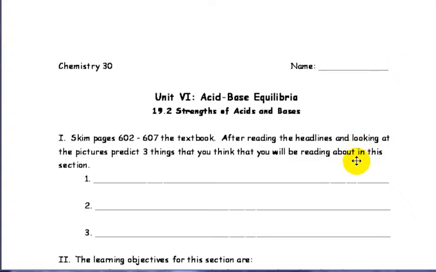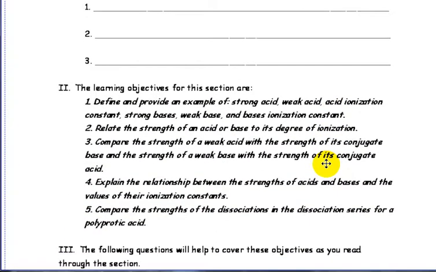Welcome back, Chemistry 30. This is the second booklet in the acids and bases section, dealing with 19.2, strengths of acids and bases. So what we're looking at here are strong acids versus weak acids, acid ionization constant, strong bases, weak bases, and base ionization constant.